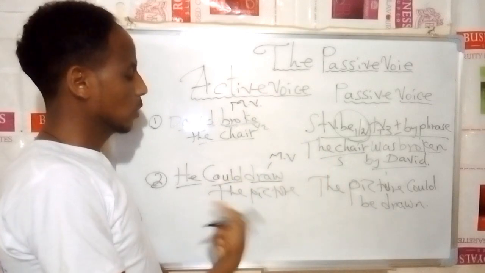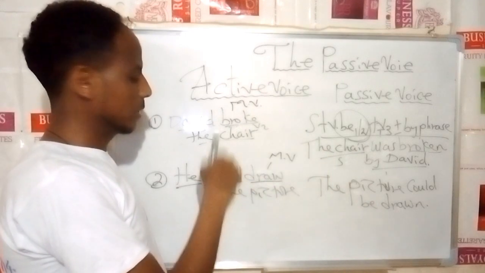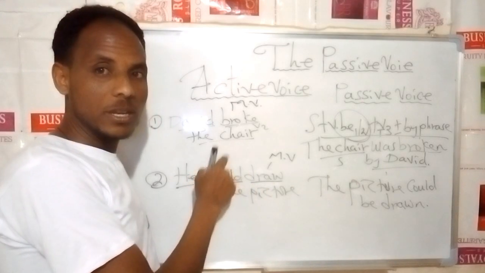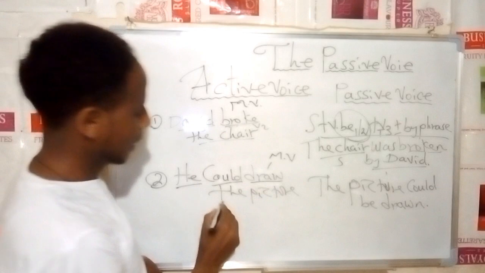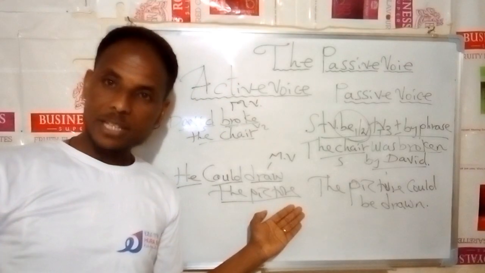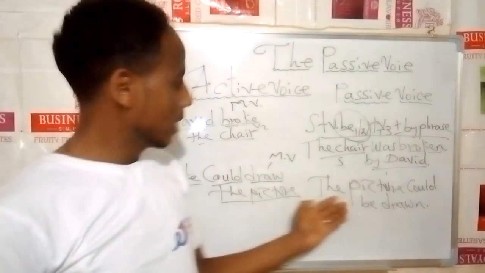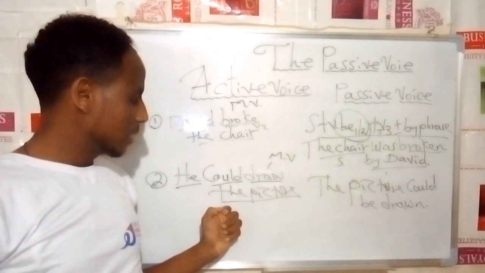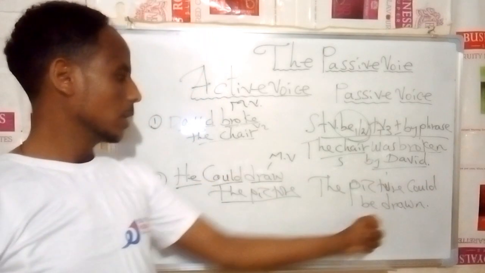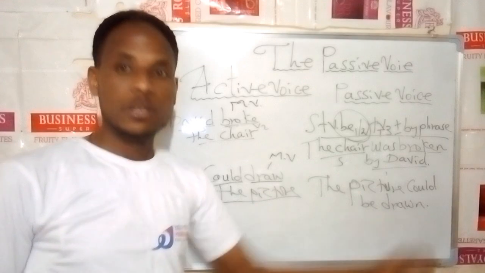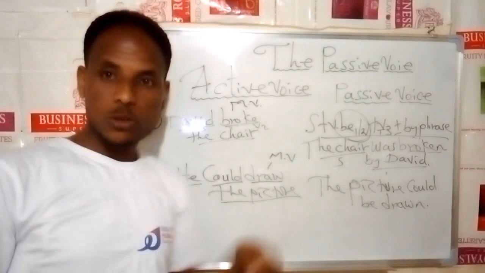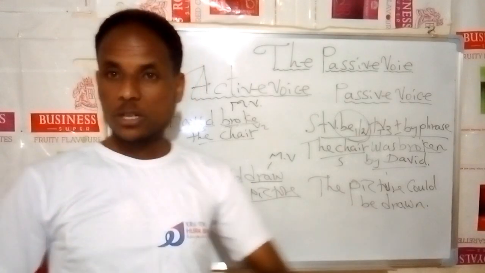So we are supposed to form the passive voice upon the auxiliary verbs, okay, and this is the object of the sentence. So don't forget the object of the active voice becomes the subject for the passive voice. So the picture could, as it is, could be drawn. He could draw the picture. The picture could be drawn.